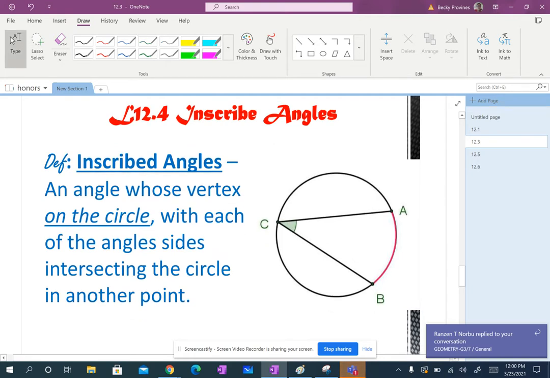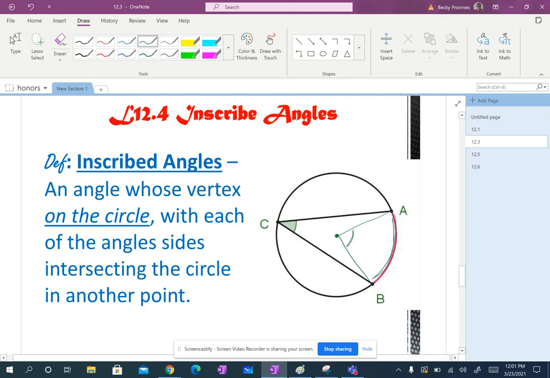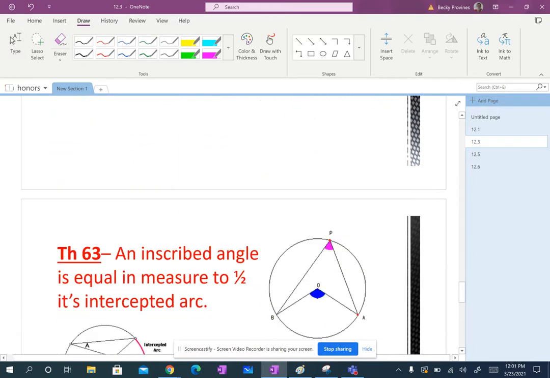So, it's all about the placement of the vertex. In our last lesson, the vertex was here at the center, like this. And for a quick review, that is called central. When it's the central angle, the measurement here is the same as the arc, right? Now today, inscribed will change.